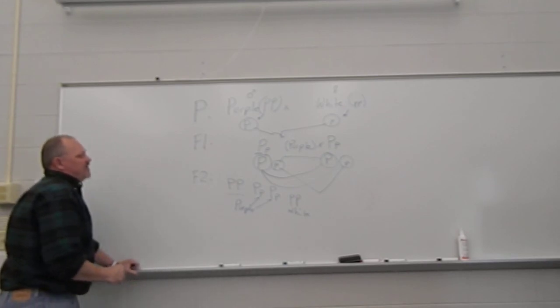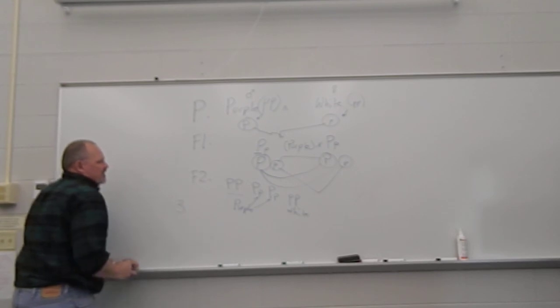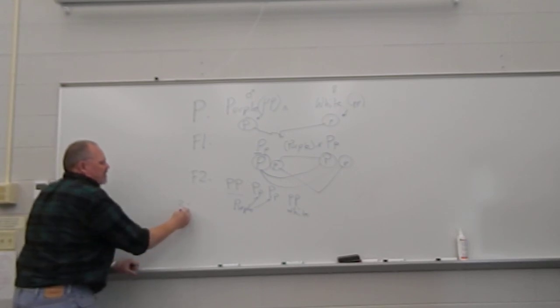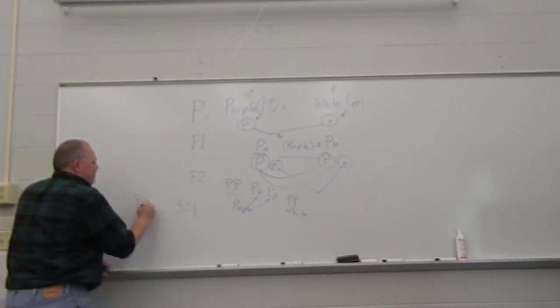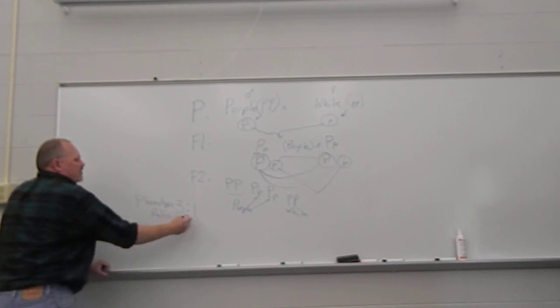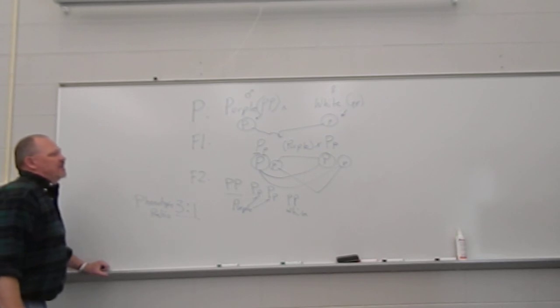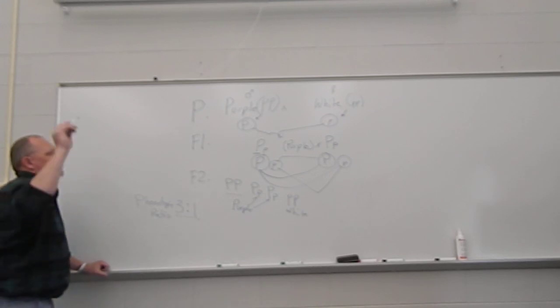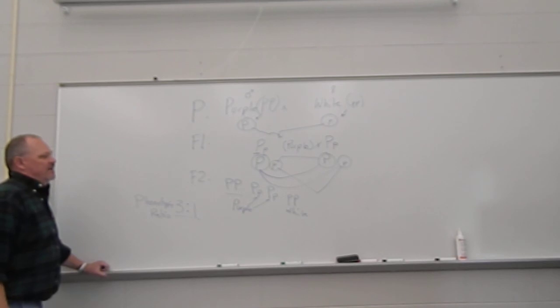So if we look at the phenotypes, there are 1, 2, 3 purples, and we have just 1 white. So the phenotypic ratio of a monohybrid cross is always 3 to 1. It doesn't matter what trait you're looking at, whether it's tall plants versus short plants, all right? Thorn versus thornless, all right? It's always going to be 3 to 1.